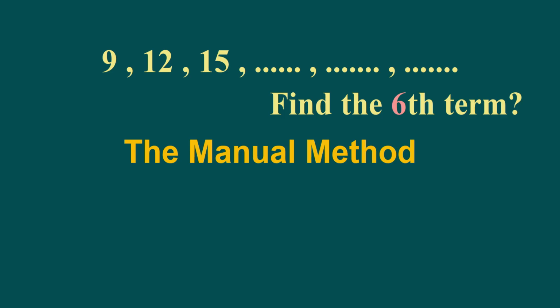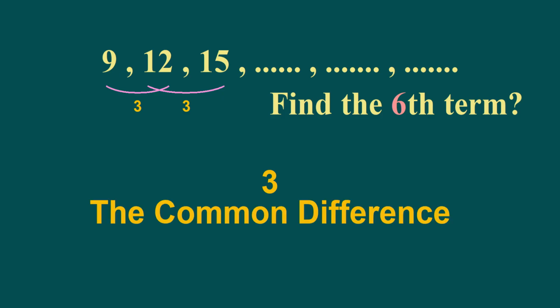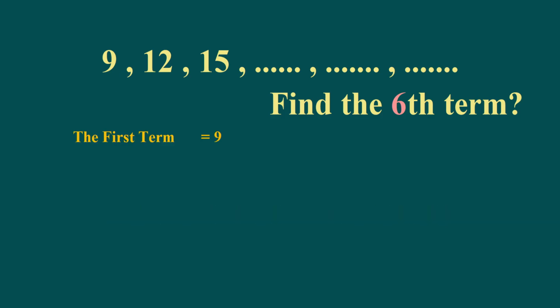Look at the problem. Since each term increases by 3 from the previous one, this 3 is called the common difference. The first term in the arithmetic sequence is equal to 9. And we can get the second term by adding 3 to the first term. So the second term is equal to 9 plus 3, which equals 12.